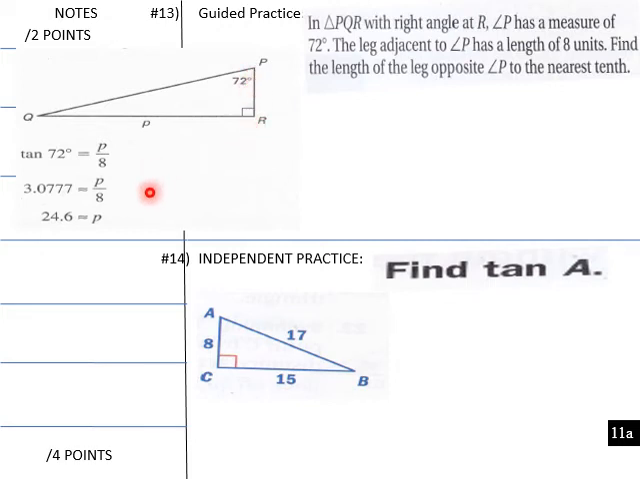So PR would be 8 units, right? Find the length of the leg opposite angle P. We need to find P here. We know the length of this is 8. So we can use our tan again, which is tan 72 would be opposite over adjacent. So it would be P over 8. And then we take tan 72 is 3.077 equals P over 8. We multiply 8 times 3.077. We get 24.6, which would equal P. So here is our length of P right here using our tangent ratio.